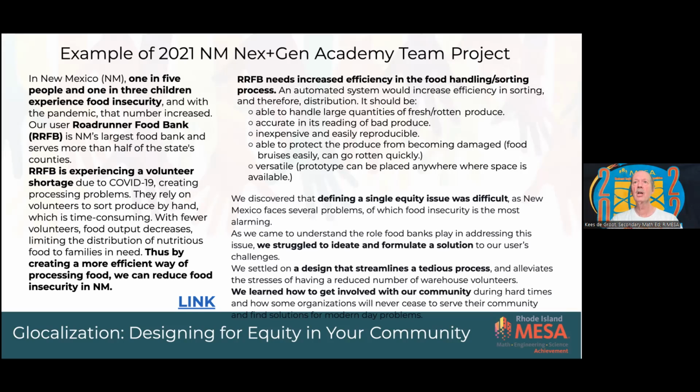This is, again, not unusual. And this is where, if you're a club advisor, you can be extremely valuable to students. They settled on a design that streamlines a tedious project. And I think the last reflection is we learned how to get involved with our community. That is what we're after with MESA.